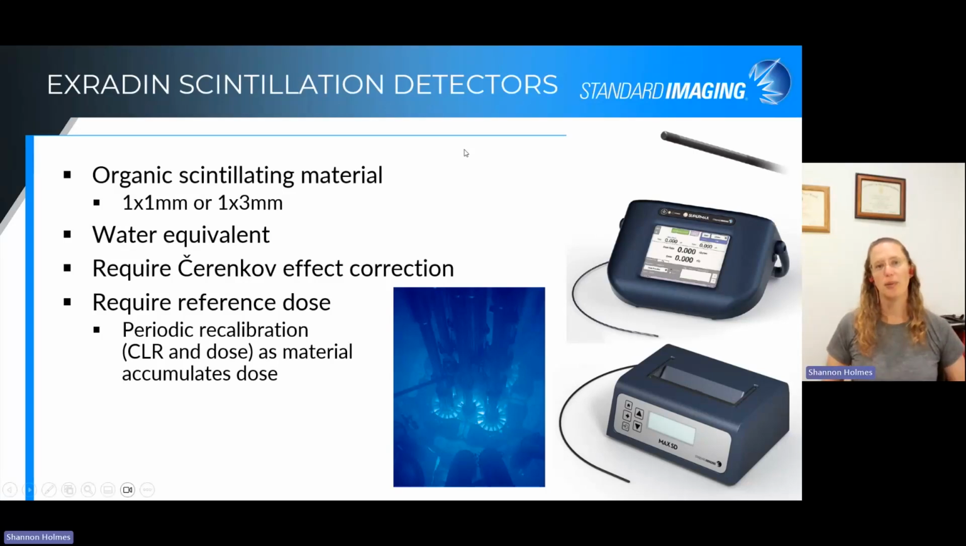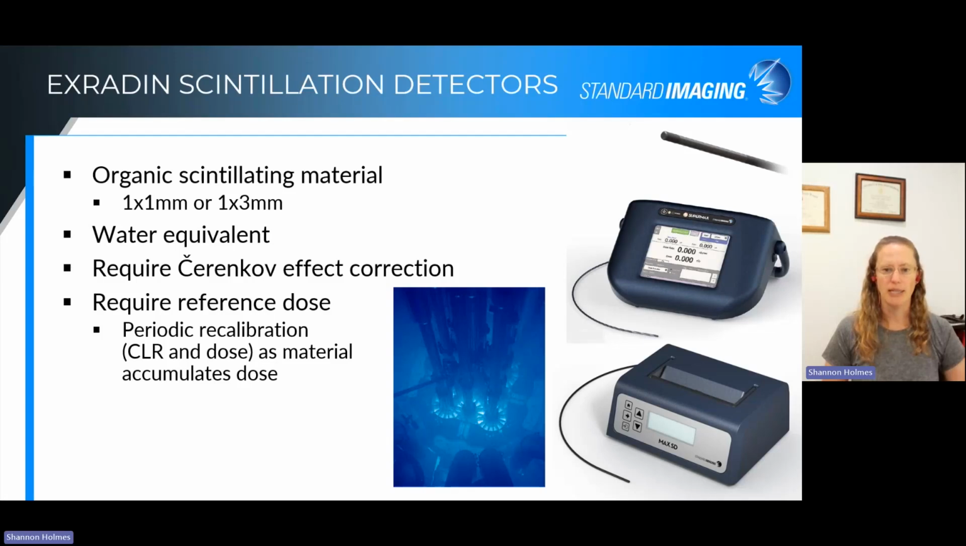The second option I would propose are the X-ray and scintillation detectors. These have been serious game changers for small field dosimetry. They're water equivalent organic scintillating material, and we have options for 1 millimeter by 1 millimeter or 1 millimeter by 3 millimeters long cylindrical active region. The tricky part with scintillators is that you do have to correct for the Cherenkov light that is generated in the optical transfer fiber that carries the light from the scintillator to the optical detection system.